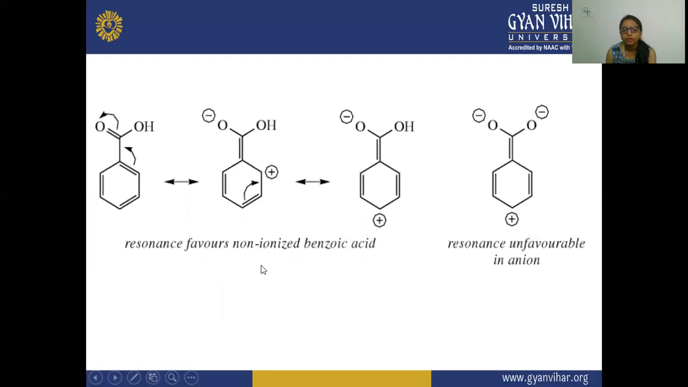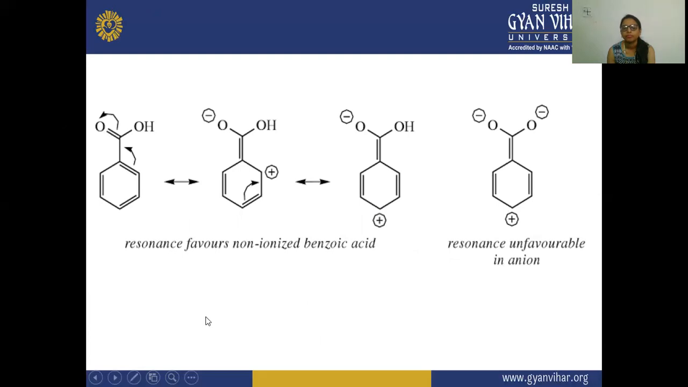So resonance favors non-ionized benzoic acid, and resonance is unfavorable in the anion. In the case of the anion, the resonance is unfavorable, but in the case of non-ionized benzoic acid, the resonance is favorable. As you can see here, this bond is shifted to this position, this oxygen gets the negative charge, and after that this bond is shifted to this position.